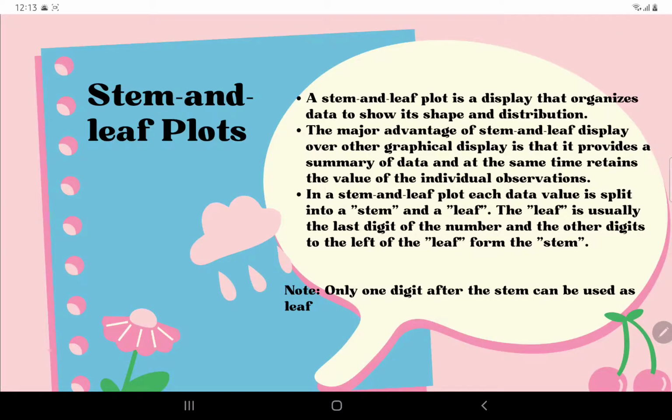The first one is the stem and leaf plot. It is used when the data set is small. In a stem and leaf plot, each data value is split into a stem and a leaf. The leaf is usually the last digit of the number, and the other digits to the left of the leaf form the stem. Note that only one digit after the stem can be used as the leaf.